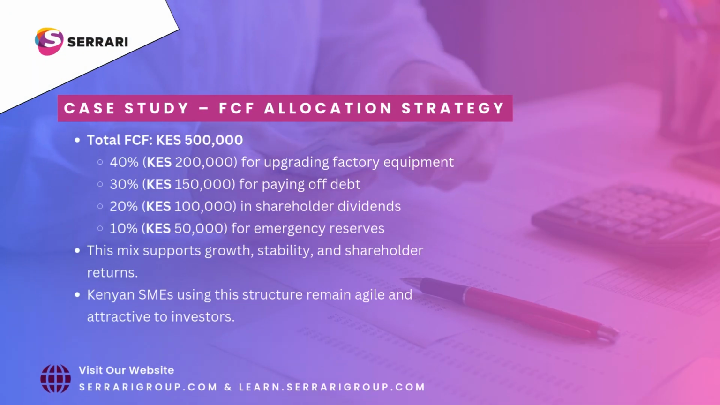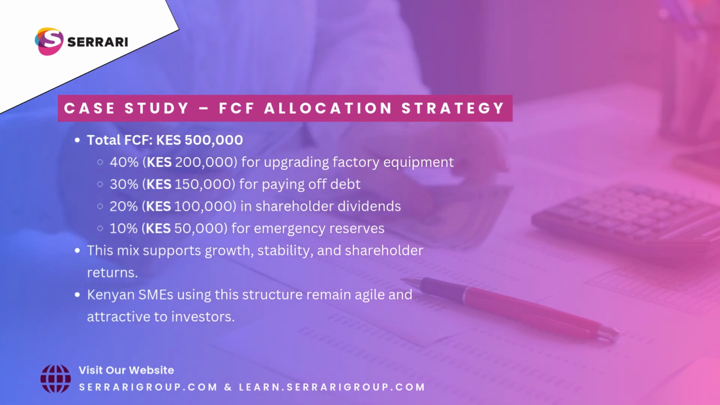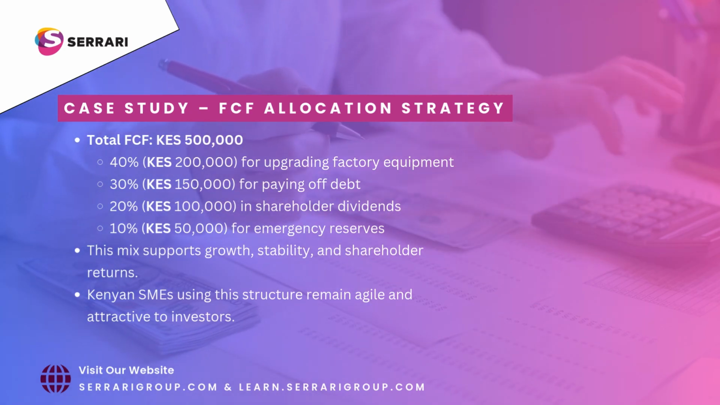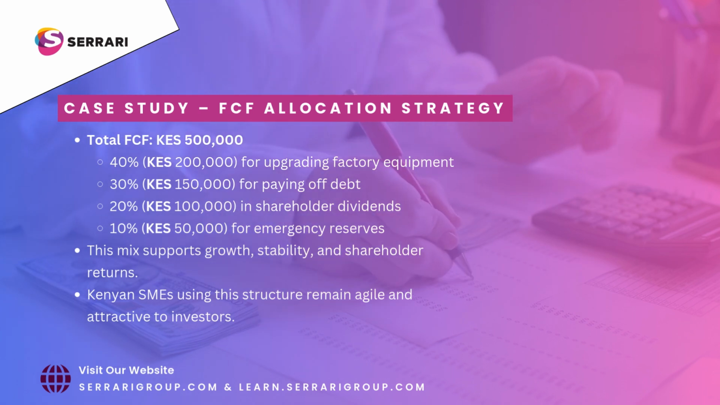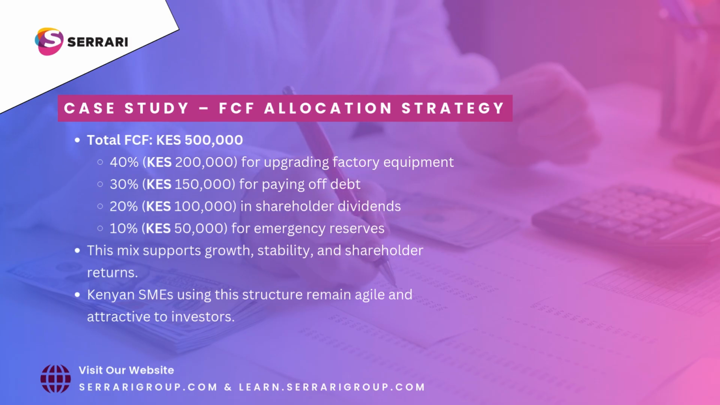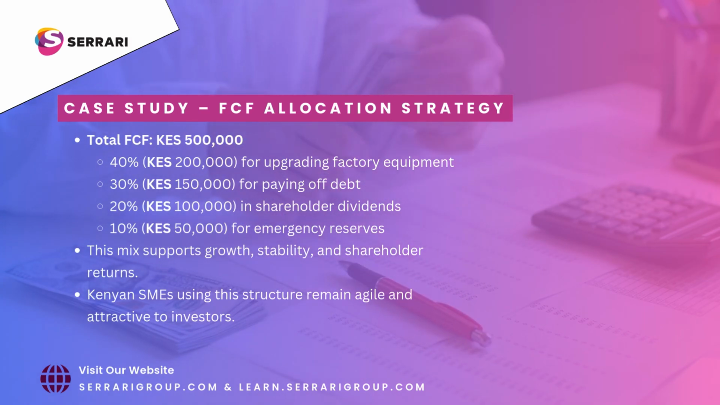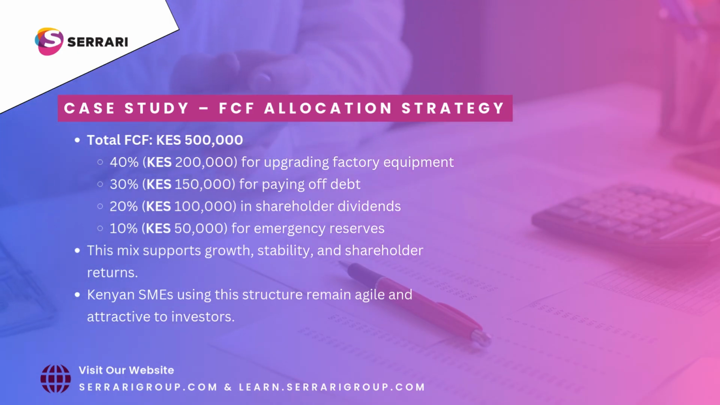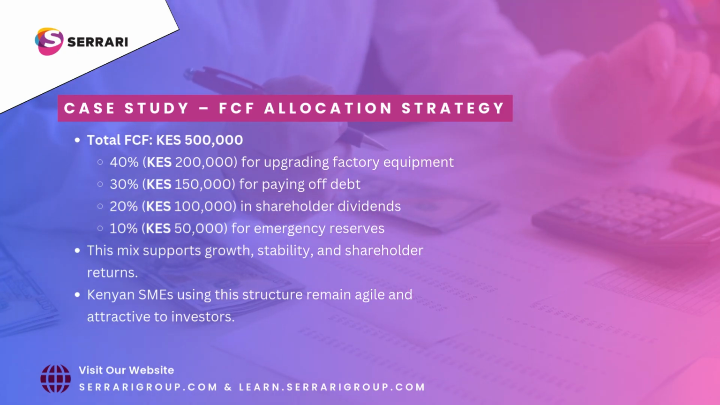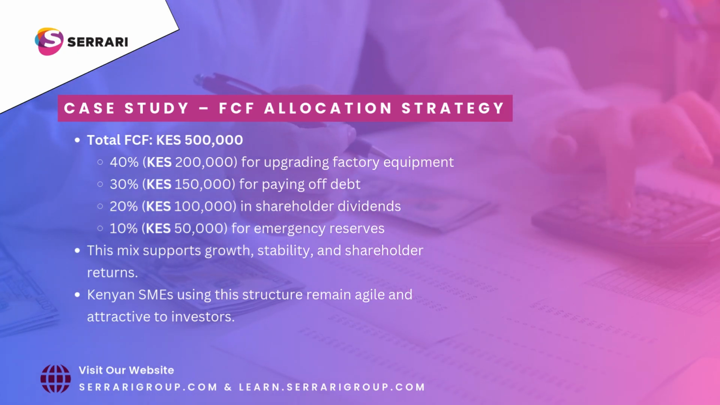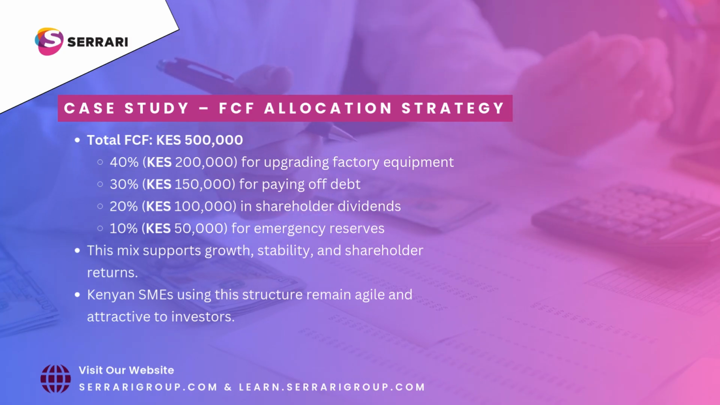Case study, FCF allocation strategy. Total FCF, KES 500,000. 40%, KES 200,000, for upgrading factory equipment. 30%, KES 150,000, for paying off debt. 20%, KES 100,000, in shareholder dividends. 10%, KES 50,000, for emergency reserves. This mix supports growth, stability, and shareholder returns. Kenyan SMEs using this structure remain agile and attractive to investors.